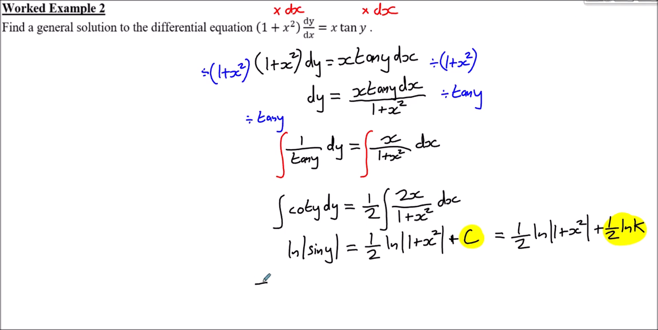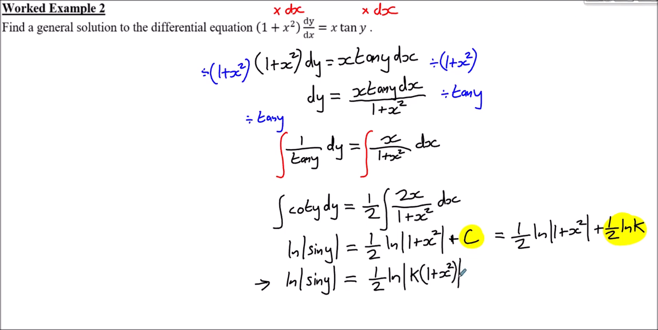So then, ln of mod of sine y, that's going to be one and the same of a half ln. You can factorise out a half ln because both are half ln's. So I've got ln of one thing plus ln of the other. We need to remember laws of logs. That can be combined into a single log where it's one thing multiplied by the other. So that's now ln mod of k multiplied by 1 plus x squared.